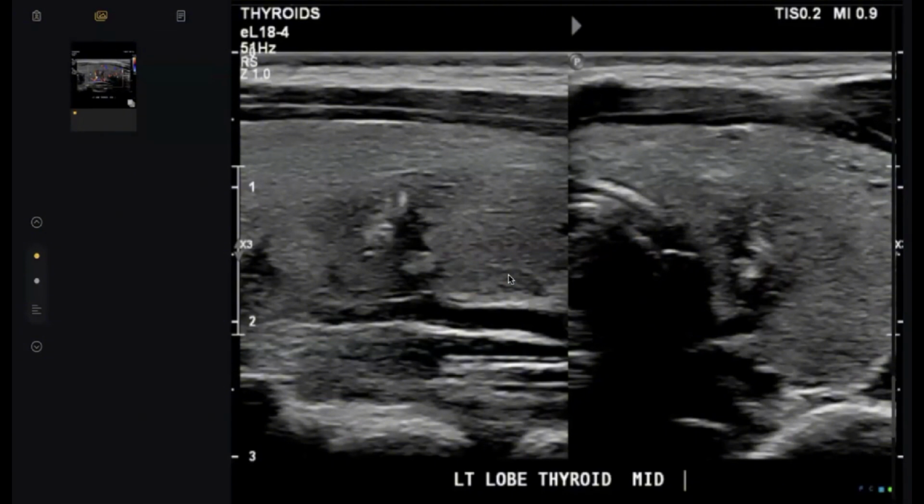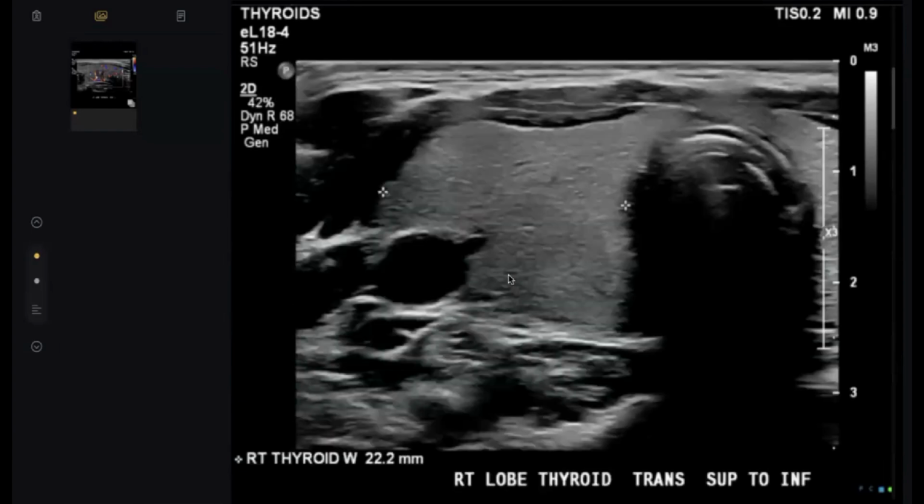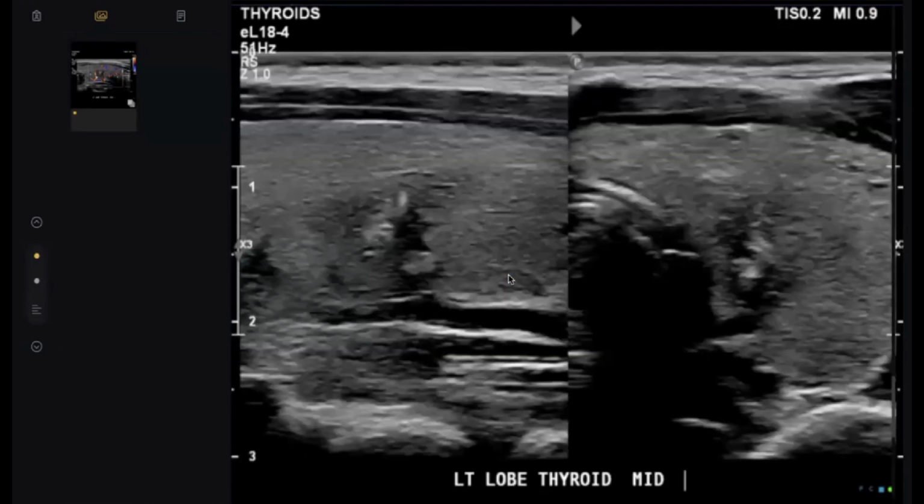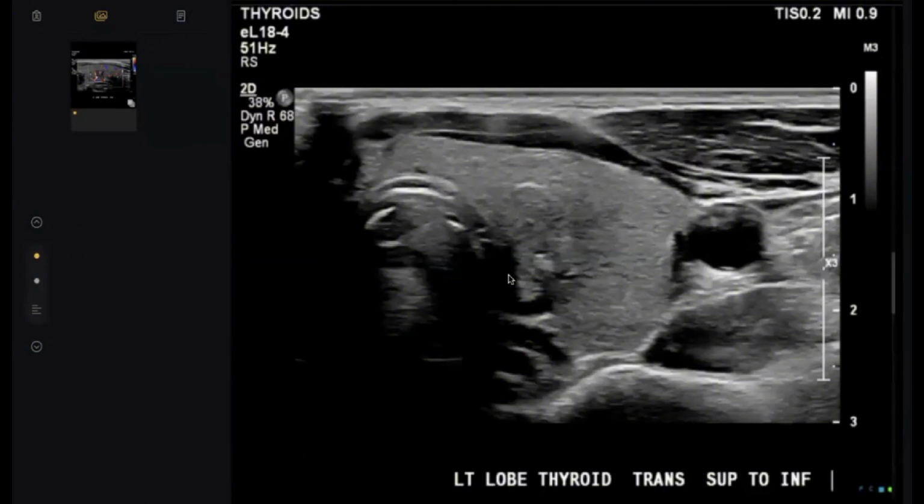The rest of the thyroid shows homogeneous texture, but there is a single nodule with calcification. Also check the vascularity of this nodule. So vascularity, Doppler. Okay, sir, it shows some vascularity as well. It's a fairly defined nodule within the left lobe.